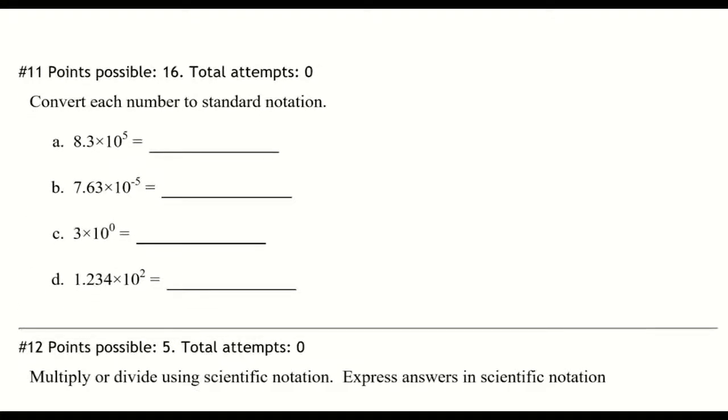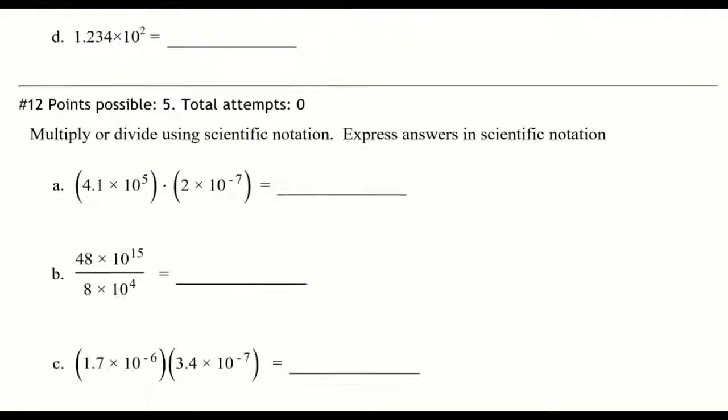Now if I'm given scientific notation, I need to make it standard notation. I would start with 8.3 and then move to the right 5 times if it's a positive 5, or to the left if it's a negative exponent.